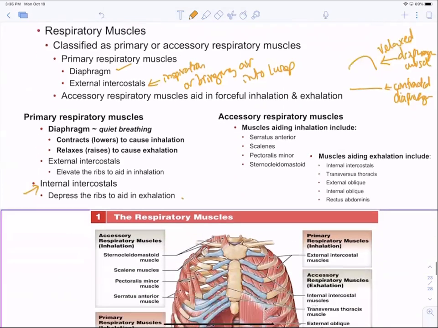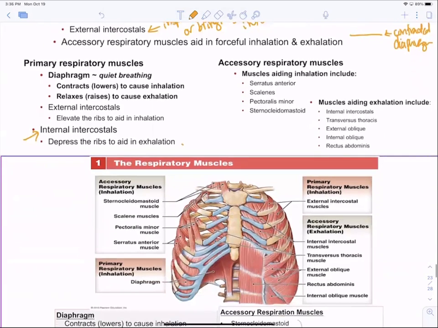So your primary respiratory muscles are the diaphragm and the external intercostals. And then for exhalation, you can use your internal intercostals, and then you start using accessory muscles. So these are accessory muscles. The more airflow you need, so the more air you need to flow and the faster you need it to go, the more muscles you start to use.